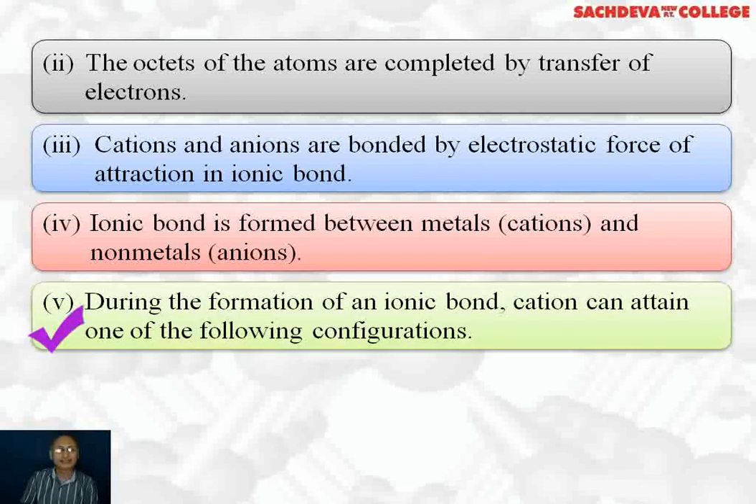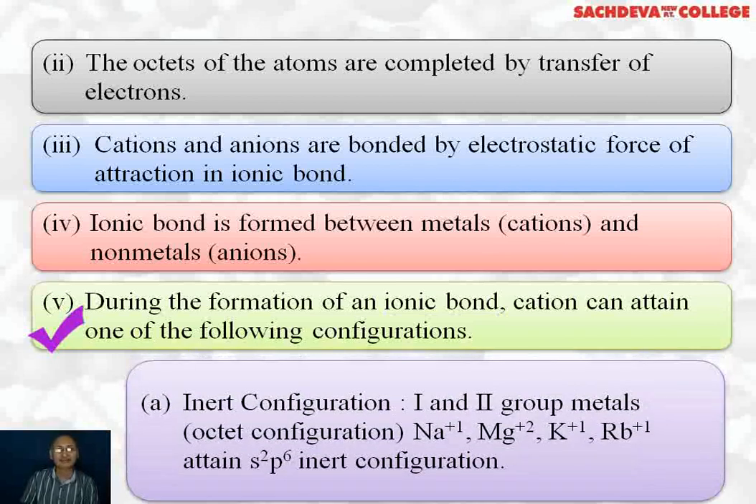Now during the formation of ionic bond, both cation as well as anion will attain noble gas configuration. If we have group 1 and group 2 elements, group 1 sodium ion, group 2 magnesium ion, group 1 potassium ion, group 1 rubidium ion. So after losing electrons, they acquire nearest noble gas configuration, that is their octet is complete.